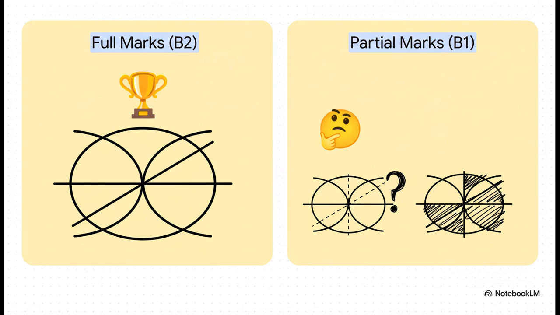Let's just put it side by side to make it super clear. For the full 2 marks, the B2, you need the finish line and the arcs. For a single mark, the B1, you've got one or the other, but not both. It sounds like a tiny detail, but it's literally the difference between getting 100% and 50% on the question.